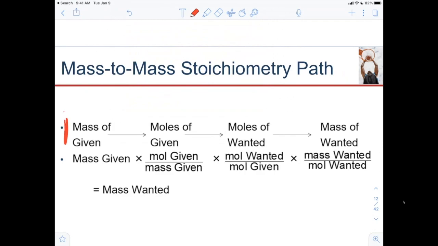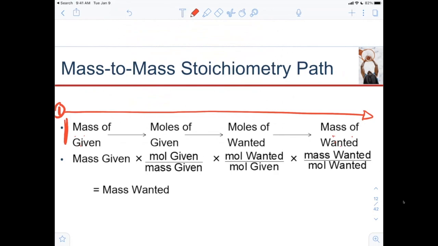This is a whole journey from the left all the way to the right. But sometimes you're not going the whole journey. Sometimes you're going, I'll call this the first path, the whole way from mass given all the way to mass wanted. If that's what you're doing based on the question given to you, to get from mass of given, the left, to mass of wanted, the right, you would have to go through 3 conversions.